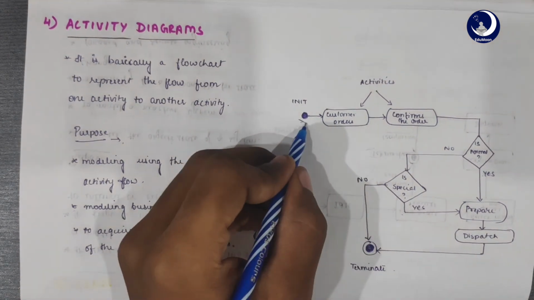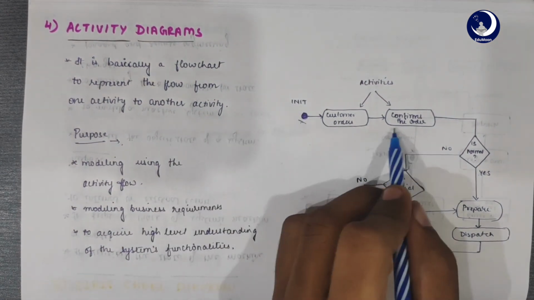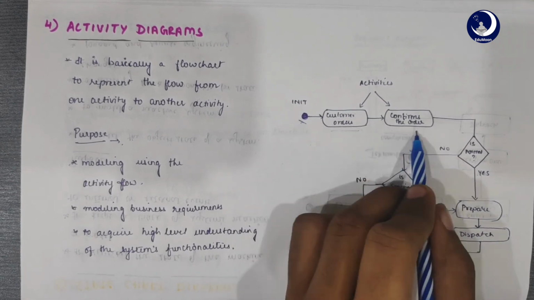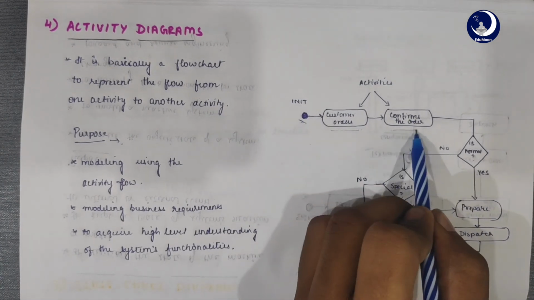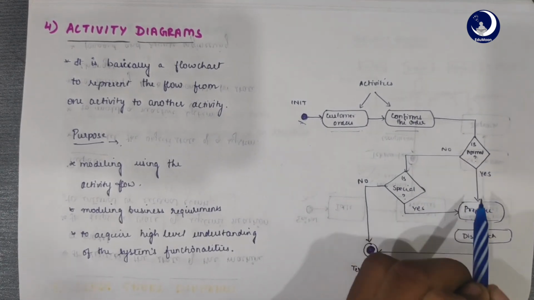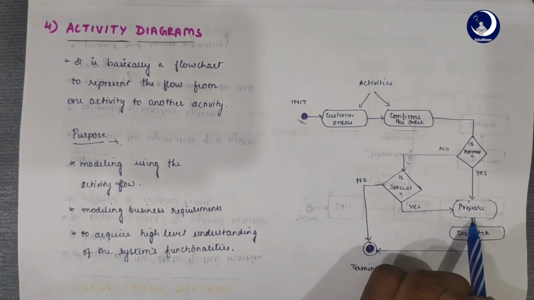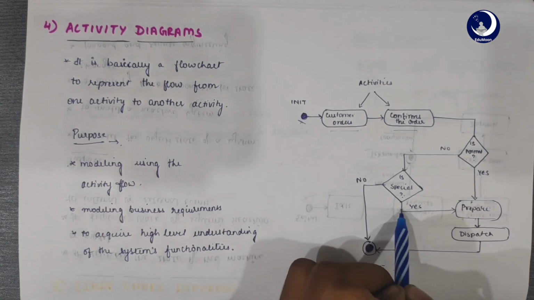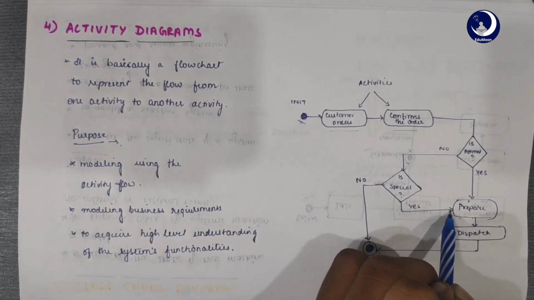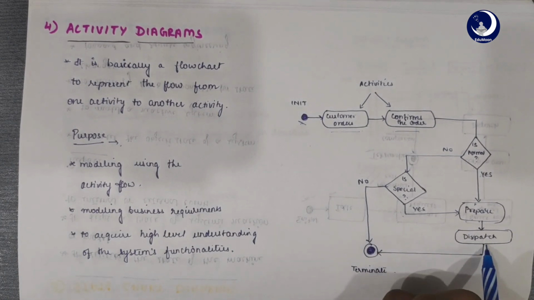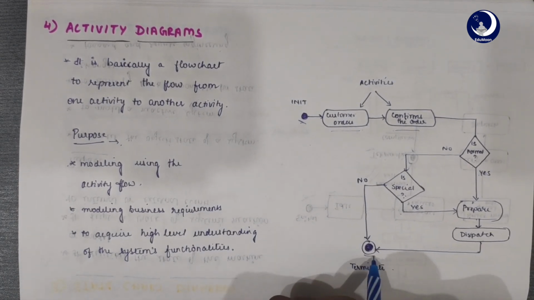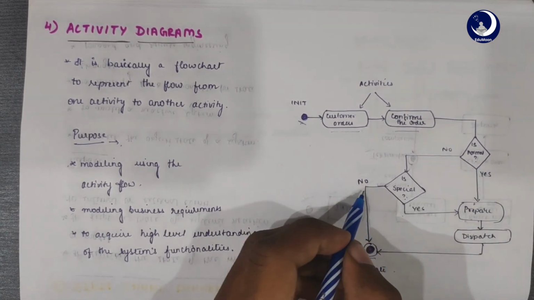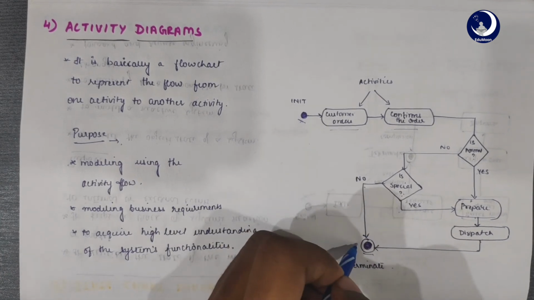So initially, we're in this state, and these are the two activities. So the customer orders, and then the order gets confirmed, and then it will check whether the order is normal. And if it is a normal order, it will directly be prepared. If it's not a normal order, it will be checked whether it's a special order. If it's a special order, it will be prepared again. And then it will be dispatched. On completion of the dispatch state, it will go into the termination state. In case the order is not special and not normal, then it will go into an observed state and it will lead to a termination state.